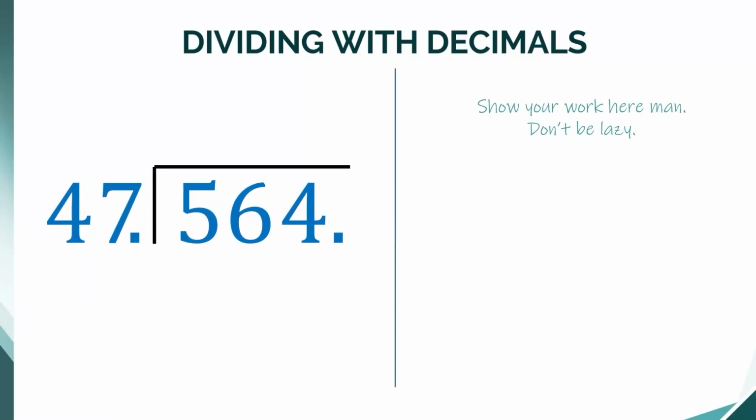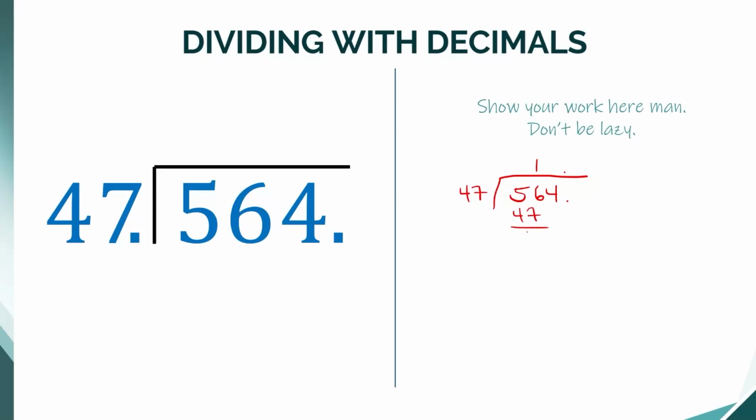So here we go. Teacher still says, show your work here, man, don't be lazy. All right, so we're going to draw our house. We're going to attempt to draw the house. I'm not very good. So 5, 6, 4, put the decimal point right there. So bring the decimal point right there. And we're dividing by 47. So here we go. 47 goes into 56 one time. 1 times 47 is 47.